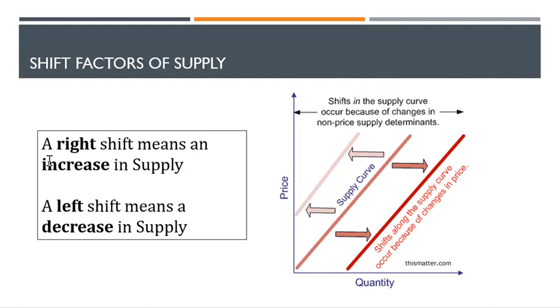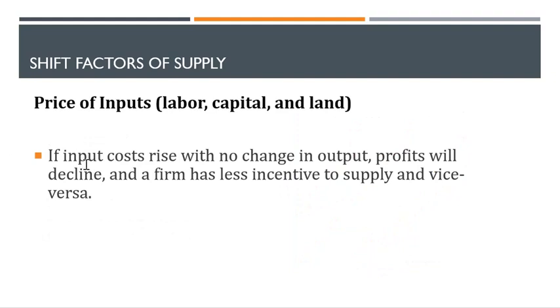A rightward shift indicates an increase in supply, which can be depicted this way. So when your supply curve moves to its right, this means supply is increased. When the supply curve moves to its left, this means there is a decrease in supply. So now let's talk about the factors that shift the supply curve.